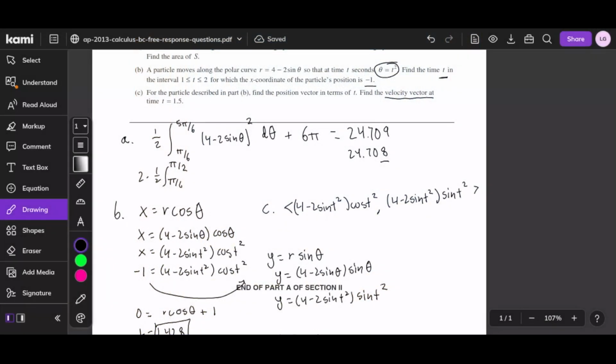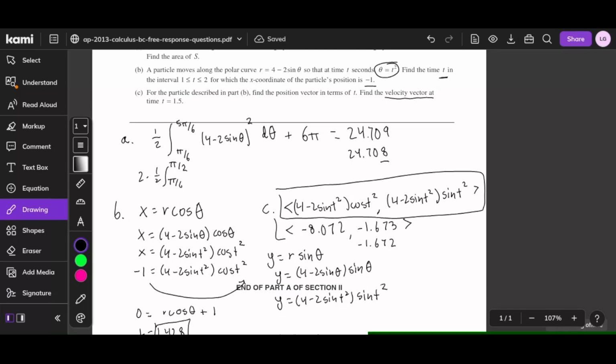At t equals 1.5, the velocity vector is going to be -8.072 and 1.673, or -1.672 when cut off. So this is our position vector, and this is our velocity vector.